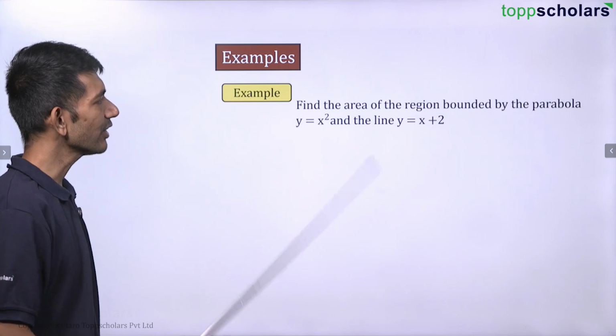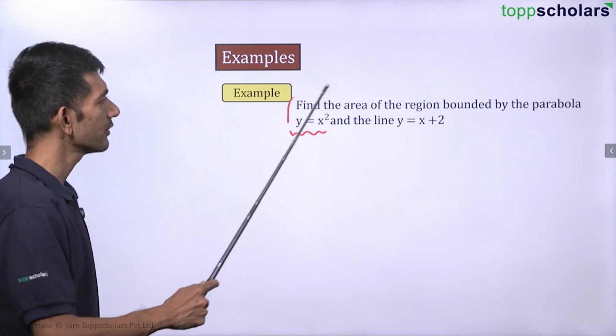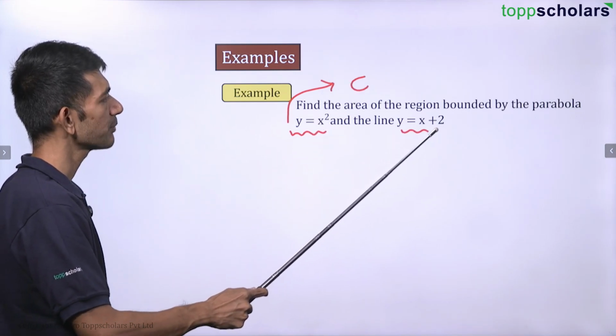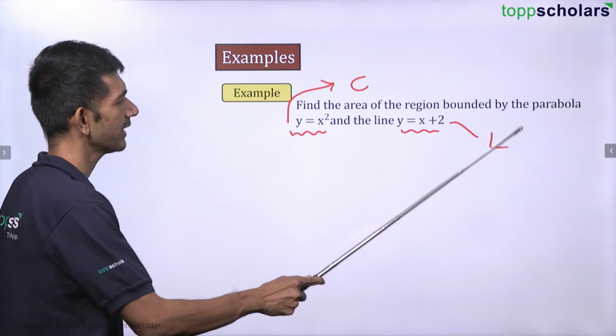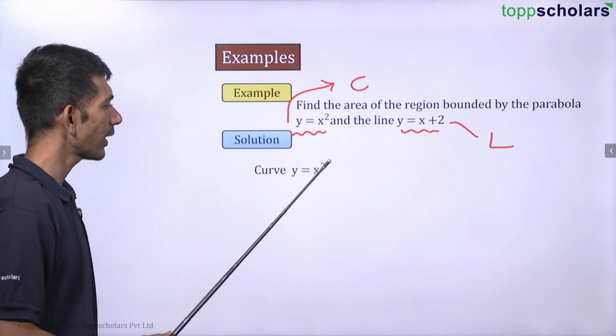So find the area of the region bounded by the parabola. So the parabola, this is what? This is a curve, and y is equal to x plus 2. This is what? This is a line. So we have a curve and a line, right? So the curve is y is equal to x square.